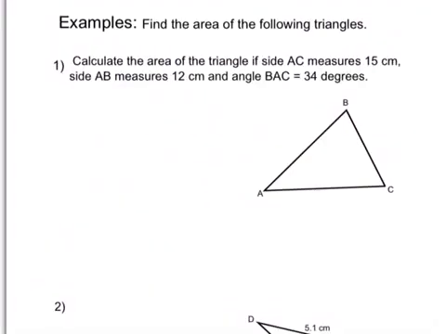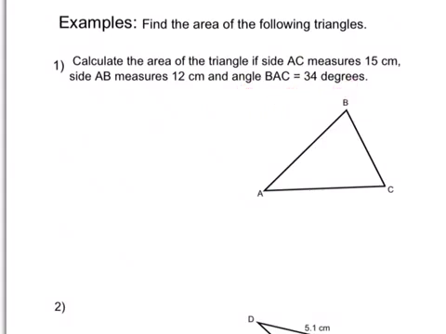Now we're going to look at 2 examples where I'd like you to practice using the 2 new formulas we just learned to find the area of a triangle. I'm going to get you started on each example, and then I'm going to ask you to finish them. So for our first example, we're going to calculate the area of the triangle if the side AC measures 15 centimeters and side B measures 12 centimeters, and the angle BAC is 34 degrees.